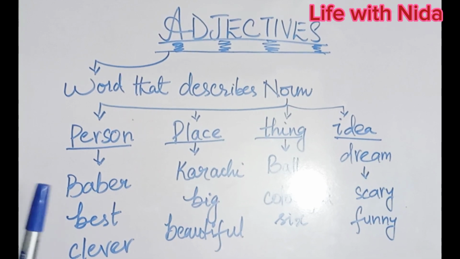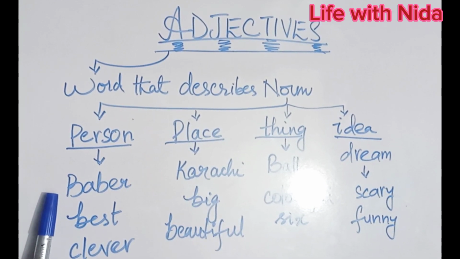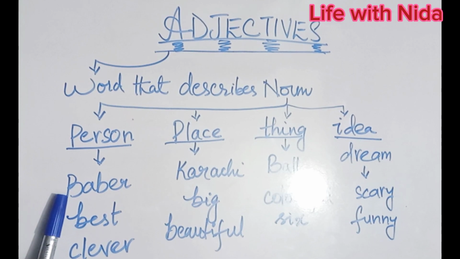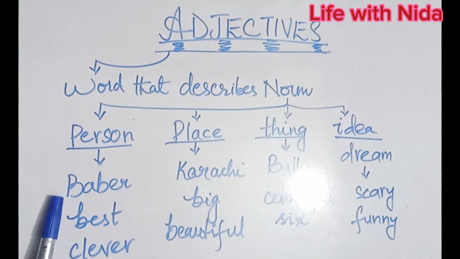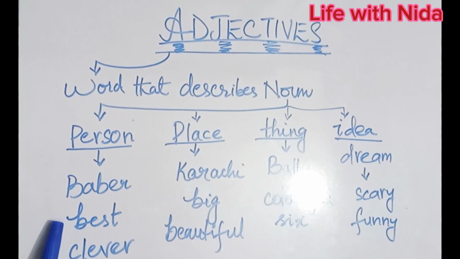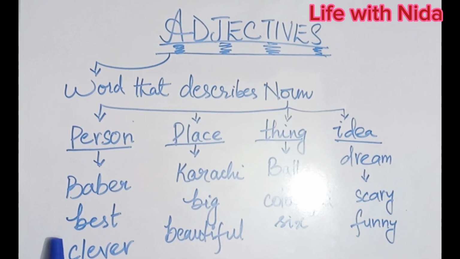In case of a person, Babar Azam. Babar Azam is the best player. Or I say, Babar Azam is a clever cricketer. So, best and clever are the qualities of Babar Azam, which is used here as an adjective.